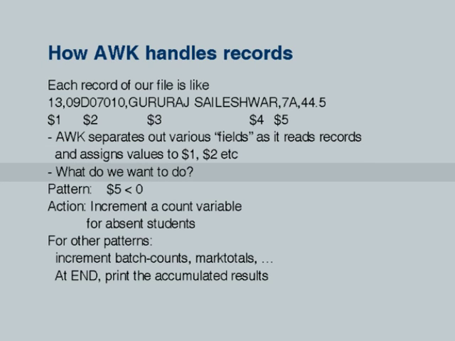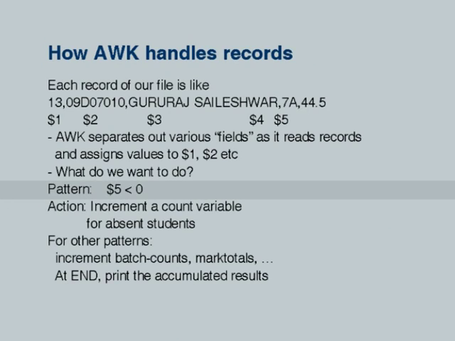What do we want to do? First of all, we want to check whether the marks are positive or negative. If the marks are negative, we want to ignore that. So, we want to write a pattern which, if matched, some action would be taken. Pattern is $5 less than 0. Action is to increment a count variable for absent students. So, if there are negative marks, increment a count so that I can count the absent students.